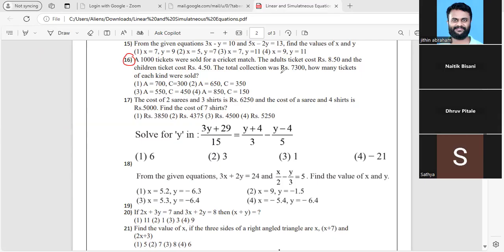So first of all, there are two types of tickets. One is adult ticket, let me call it as X. The other one is children ticket, let me call it as Y. So total number of tickets they have sold is basically X plus Y, which they have given to be 1,000. Now they say that each X is going to cost 8.5. So the total amount will be 8.5 multiplied by X. That is the total amount collected after selling the adult ticket. The children ticket, they are costing 4.5. So the total amount will be 4.5 multiplied by Y after selling the children ticket. Now the total amount they have collected after selling both sets of tickets is basically 7,300.